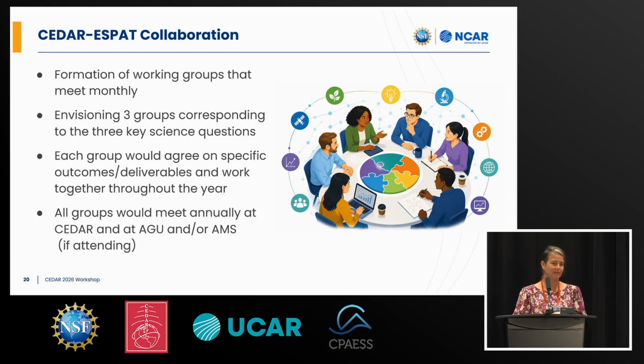For the subseasonal to seasonal prediction topic, what works well is we have 1 NCAR co-chair, co-lead of those groups, and 1 external one, and we just set telecon dates to be monthly, so people can make progress and discuss between the meetings, and then always meeting at AGU or at CEDAR in person is great. Each group would agree on specific outcomes and deliverables, and work together throughout the year.